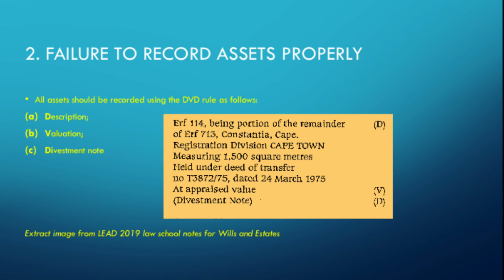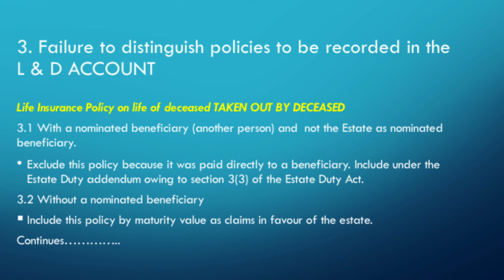Now, number 3. Let us look at number 3. Number 3 is the failure to distinguish policies to be recorded in the L&D account. That is the mistake that most people make. Let us look at the first policy. This is a life insurance policy on the life of the deceased taken out by the deceased.